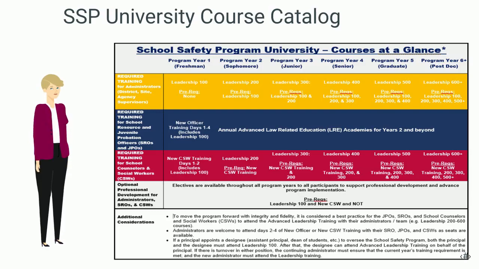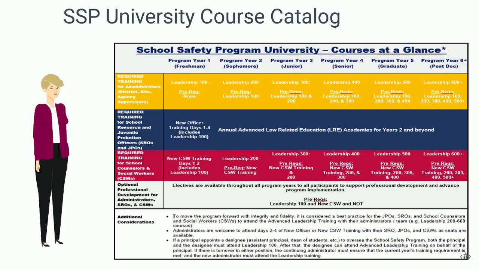The first column is the positions. The first row is required training for administrators. The second row is required trainings for SRO and JPO. The third row is required training for counselors and social workers. The other columns at the top indicate the years on the program from year 1 to year 6. When you know what year you are on in the SSP, you can look at the column for your corresponding position to find which required training you must take for that year to fulfill your training requirement.